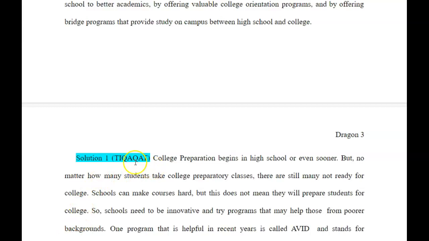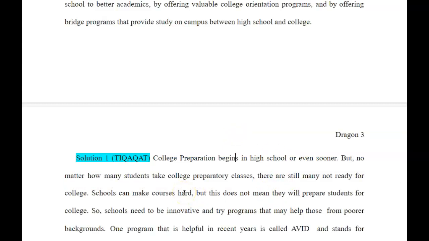So here's solution 1, and I'm going to follow the format: topic sentence, introduce quote, quote, analyze, transition, and conclude. All right, so this topic sentence comes right out of my thesis statement. College preparation begins in high school or even sooner, but no matter how many students take college preparatory classes, there are still many not ready for college.